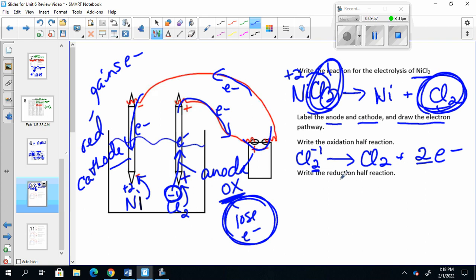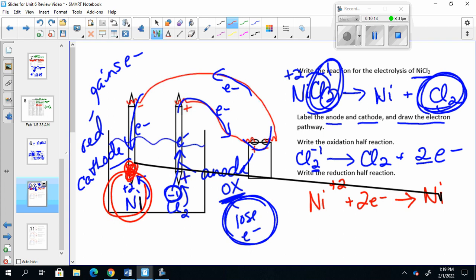Now my reduction half reaction. So this time I start over here with my Ni plus 2. I gain the 2 electrons that are coming through that wire, and I make just nickel. I always say the red cat gets fat, so over here, there's the nickel. It builds up on that end, just like the lab that you did that built up copper on that end.